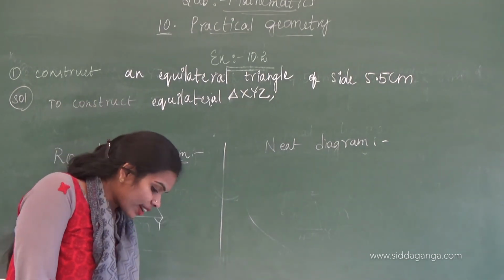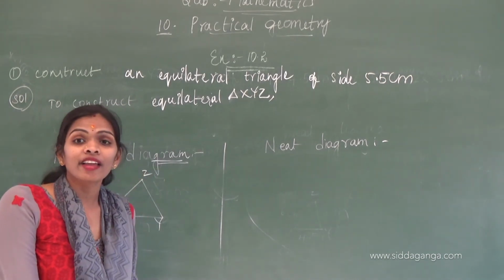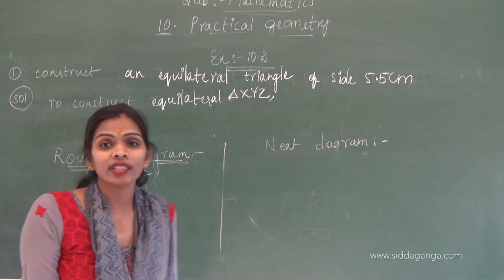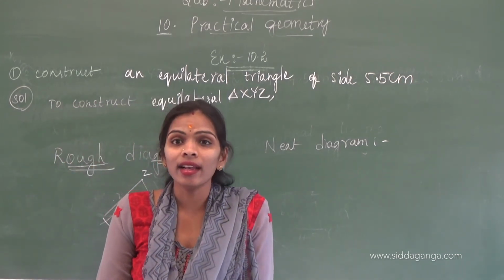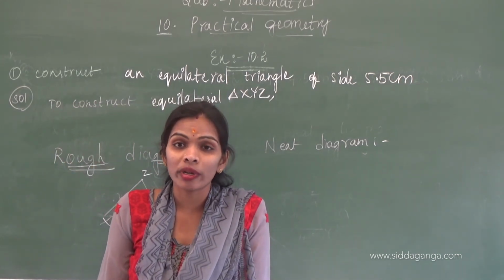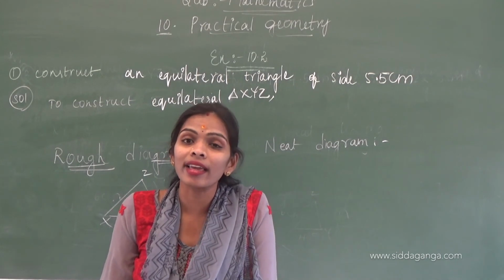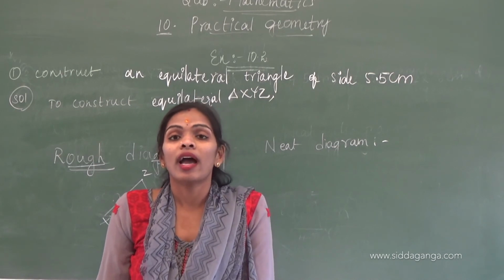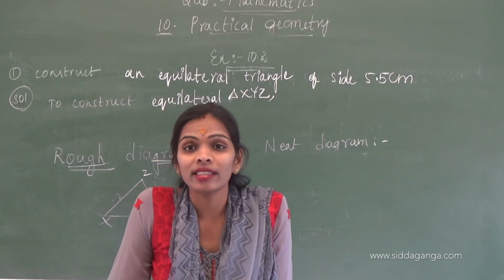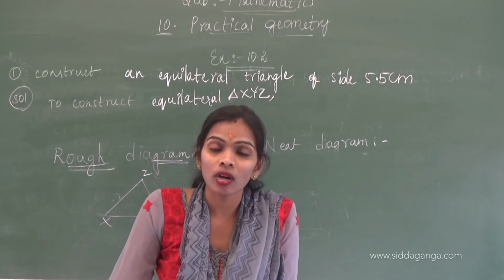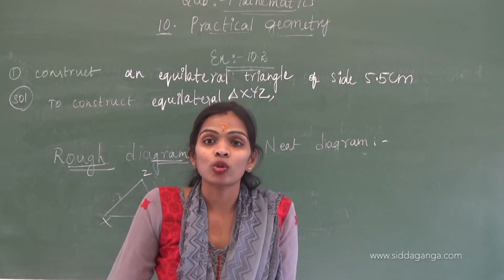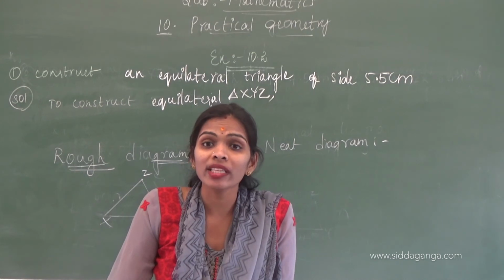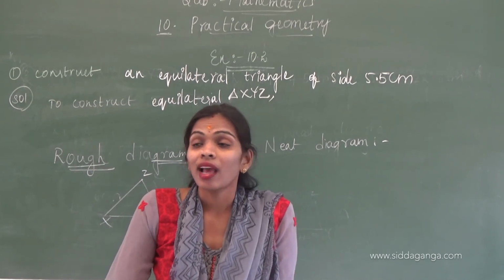What is an equilateral triangle, children? A triangle in which all sides are equal is known as an equilateral triangle. A triangle in which two sides are equal is known as, just think, good, an isosceles triangle. A triangle in which no sides are equal is known as a scalene triangle.